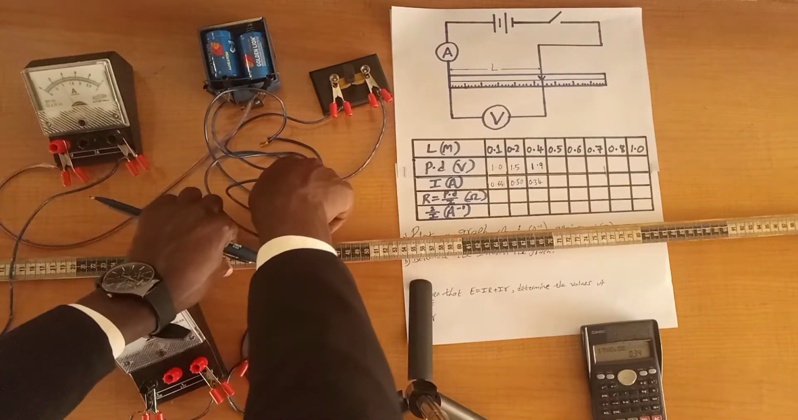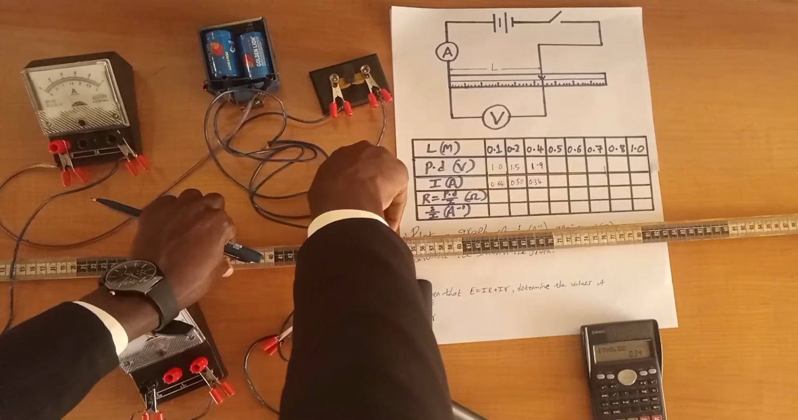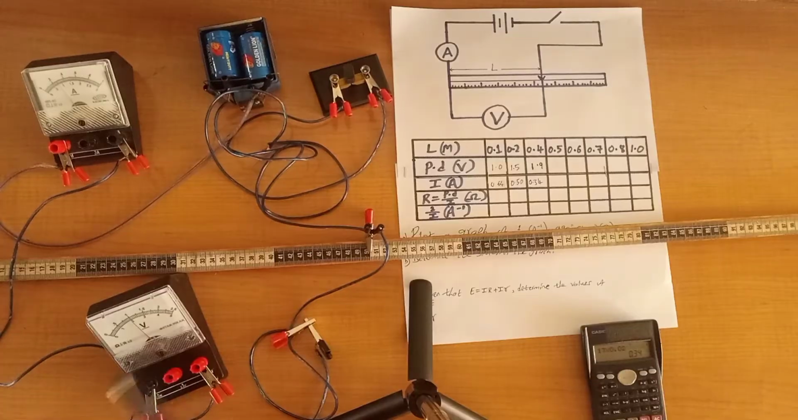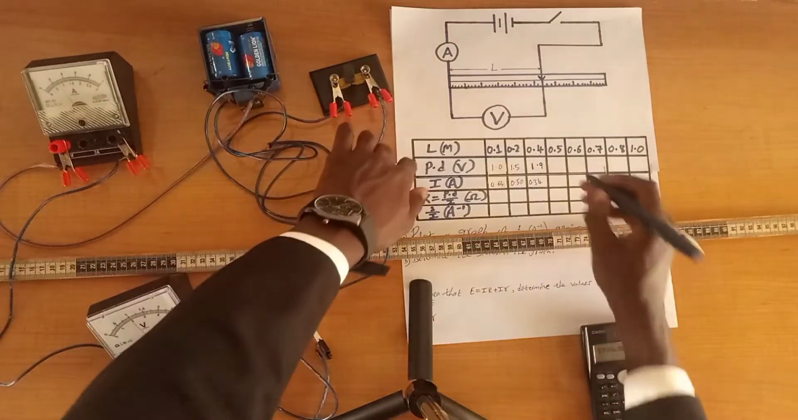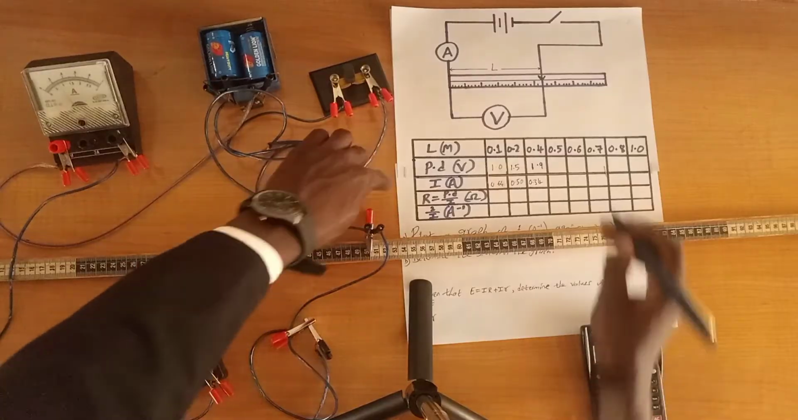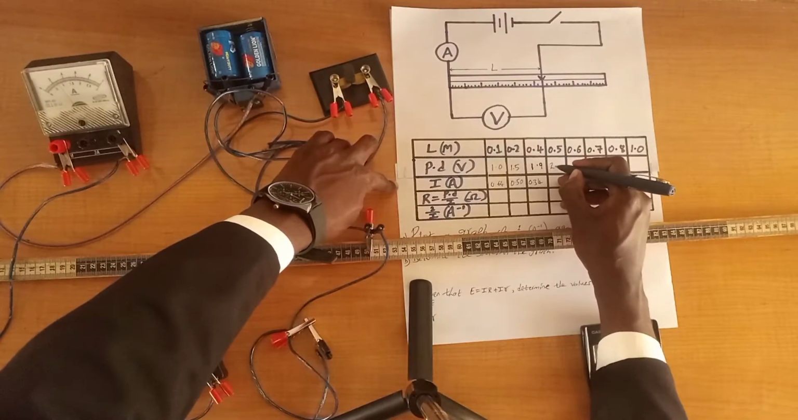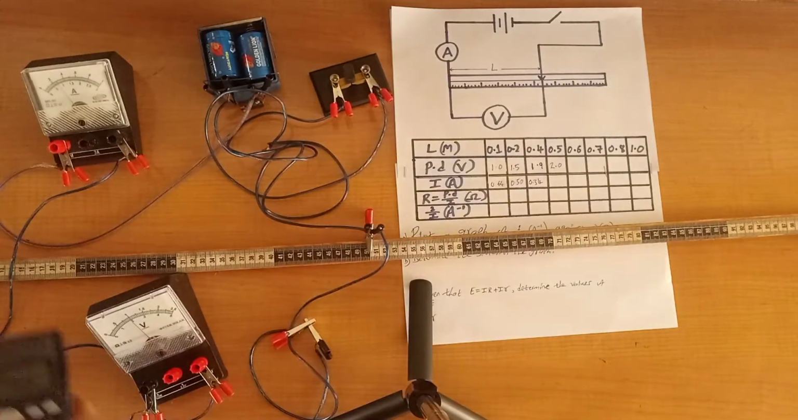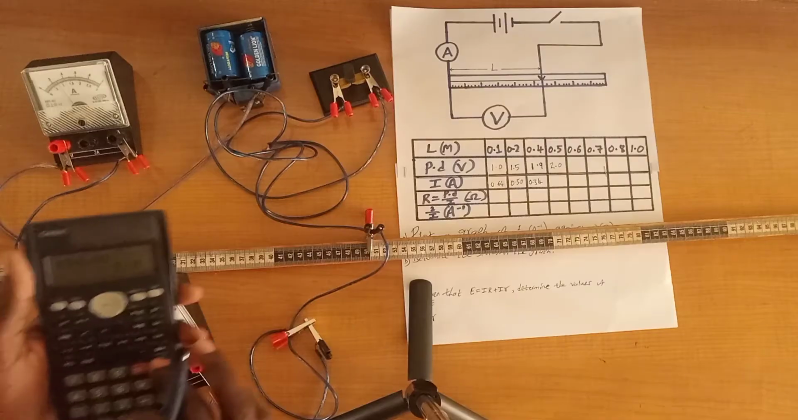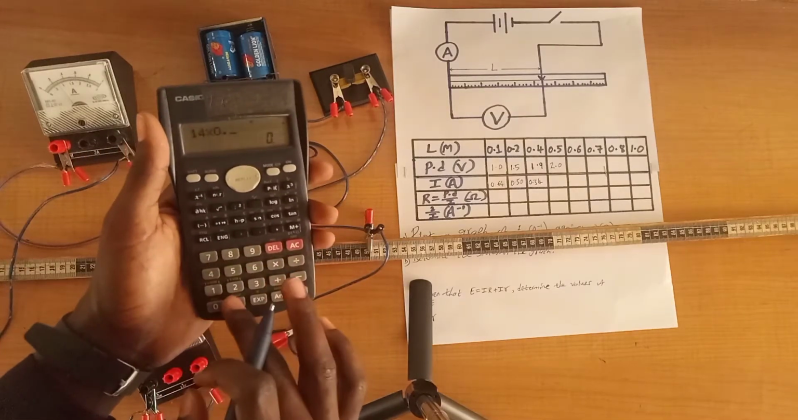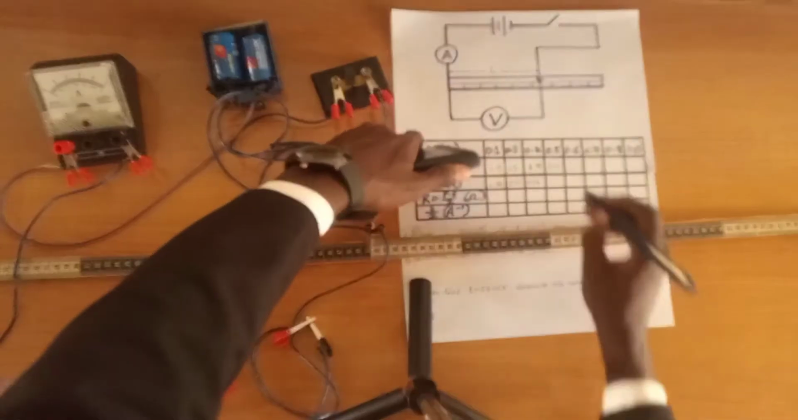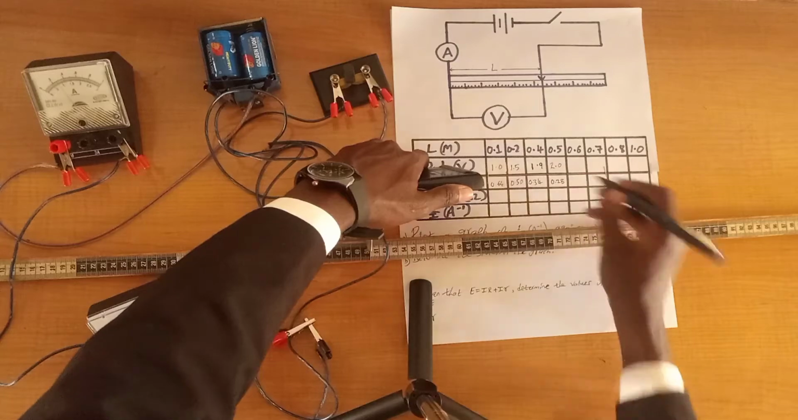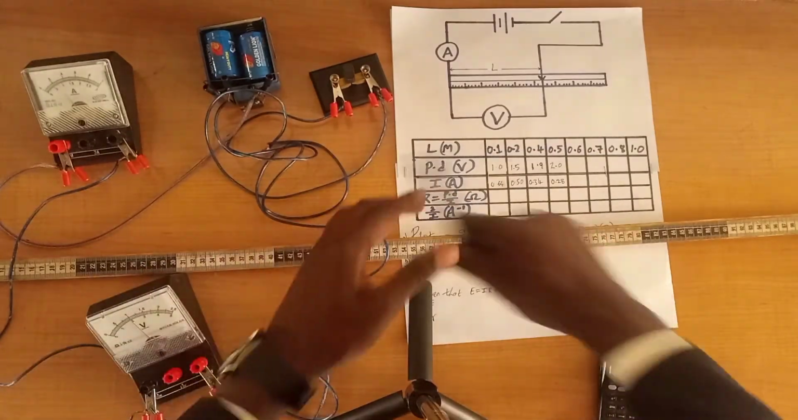So we go to 50. For the voltmeter, this is 2.0, sorry, 2.0. Then for the ammeter, these ones are 14. So 14 times 0.02, this is 0.28. We go to 60.